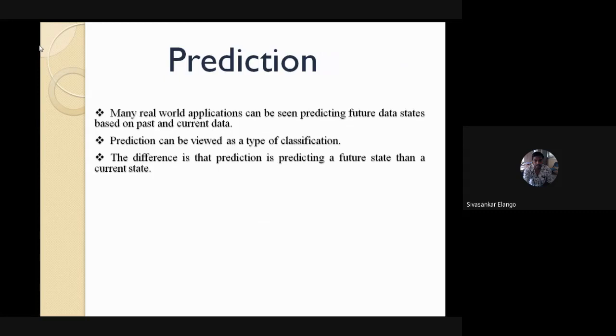And the next analytic task is prediction. So in the case of prediction, based on the past values and current values, we will be predicting the future values. It's known as prediction.